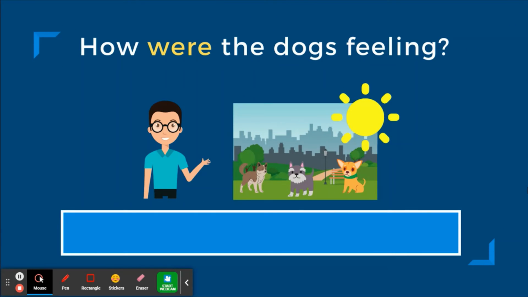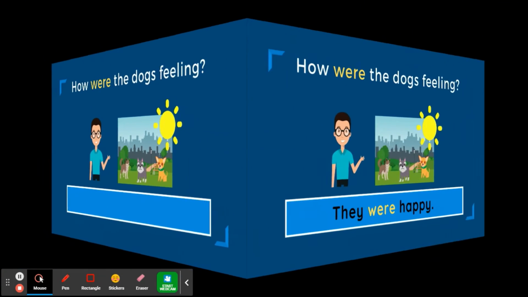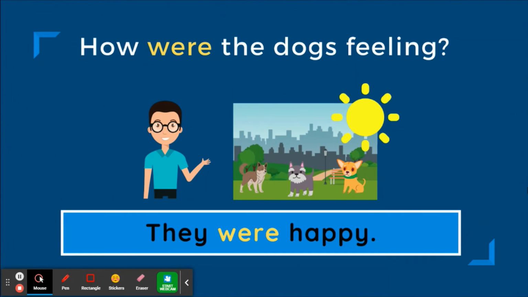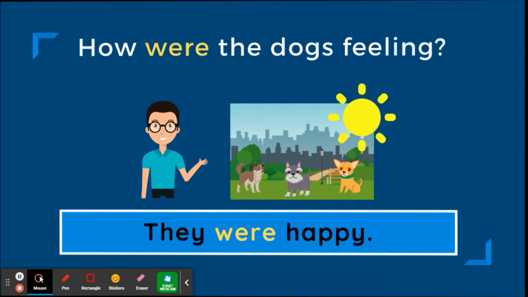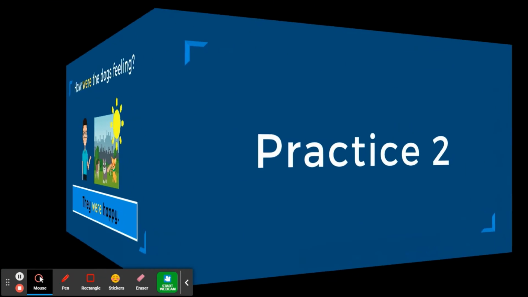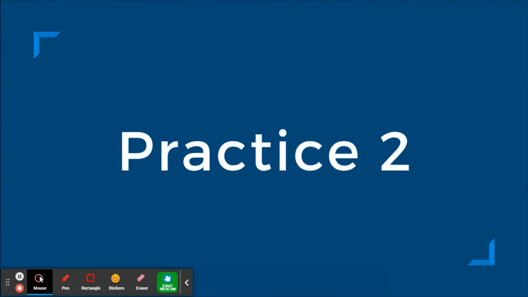How were the dogs feeling? Let's do it. How were the dogs feeling? Yes, you are totally correct. They were happy. Let's do it. They were happy. Good job. Okay, so this brings us to practice number 2. Let's go ahead and continue.